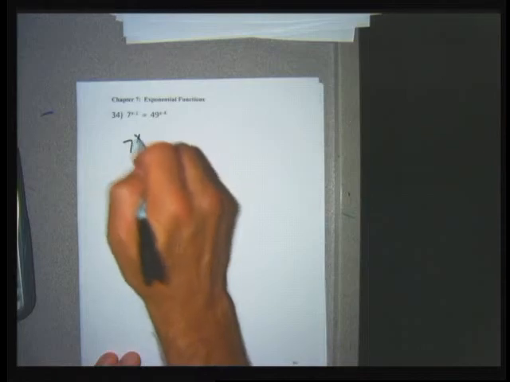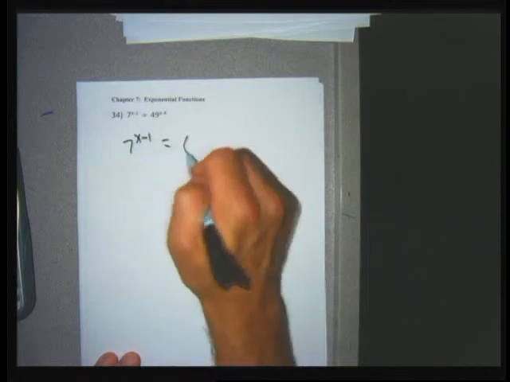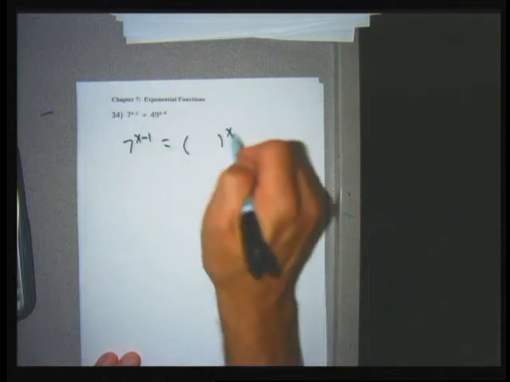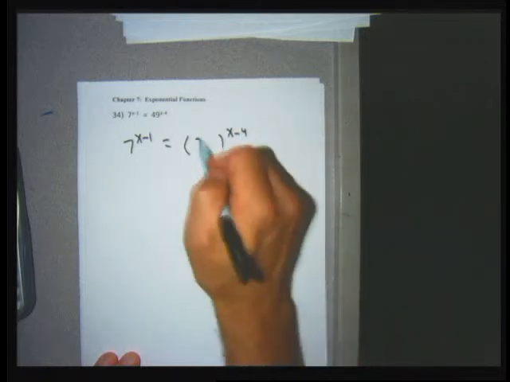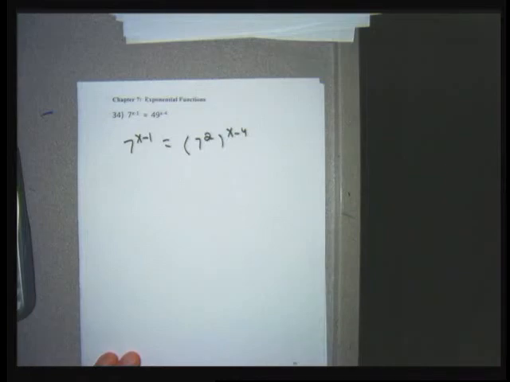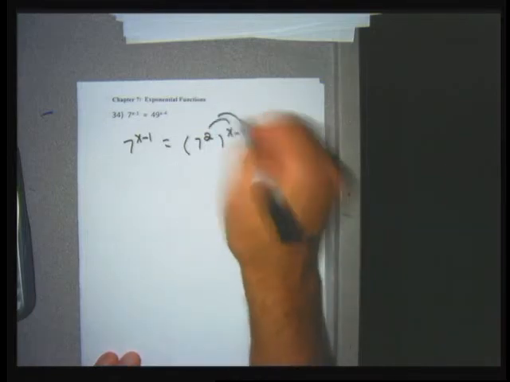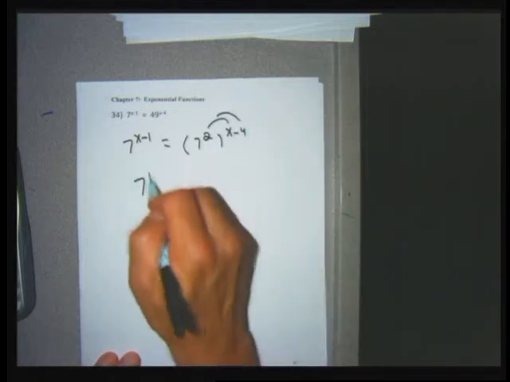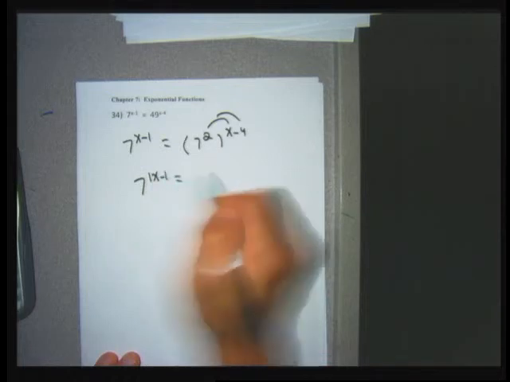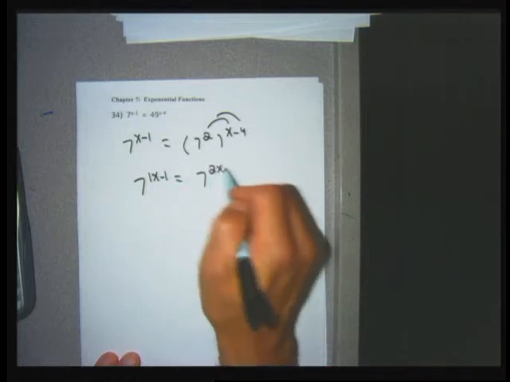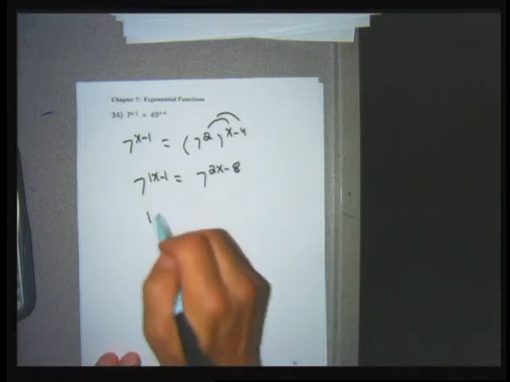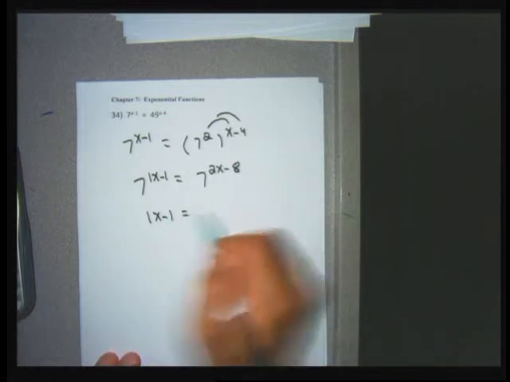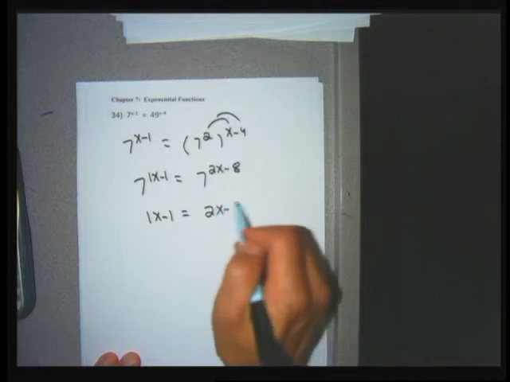34, I leave 7 to the x minus 1 on the left side, introduce my parentheses on the right side. The prime factoring for 49 is 7 squared. And now I'm going to multiply 2 times x and 2 times 4, and get 7 to the 2x minus 8. And I set the exponents equal to each other. I snuck a 1 in front of the x because it just helps me.